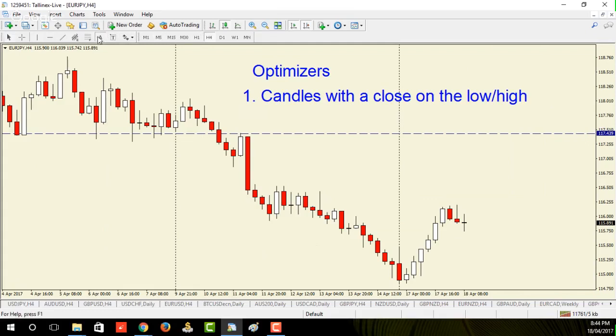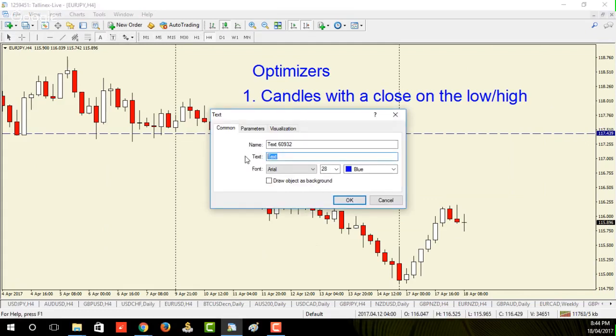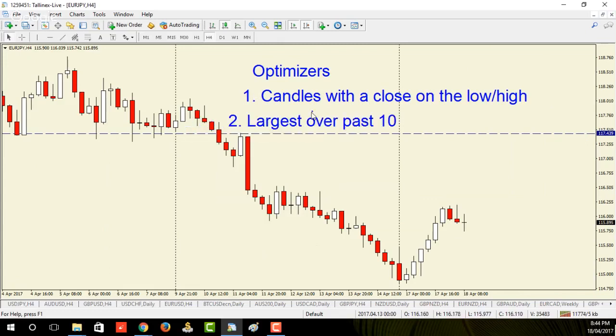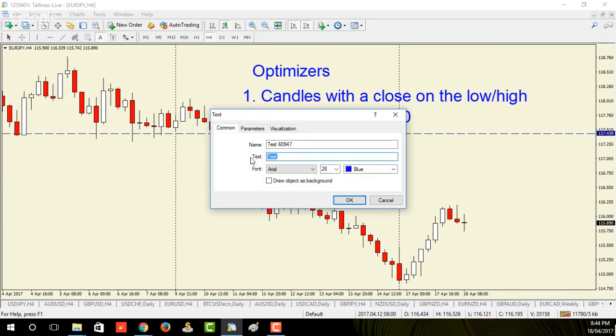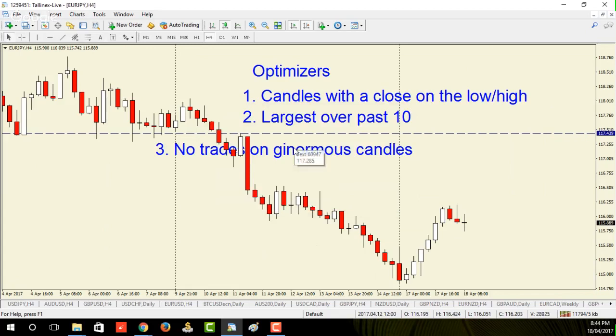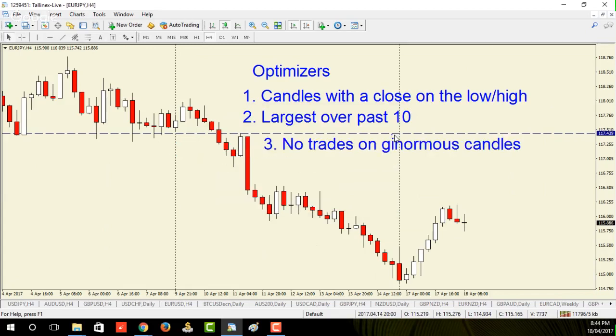That's really critical. Number two is largest over past 10 candles. So if you're looking at a big shadow, make sure it's the largest candle of the last 10. And obviously, beware of the ginormous candles. No trades on ginormous. The ginormous candles, although they're very tempting, they just typically won't work.